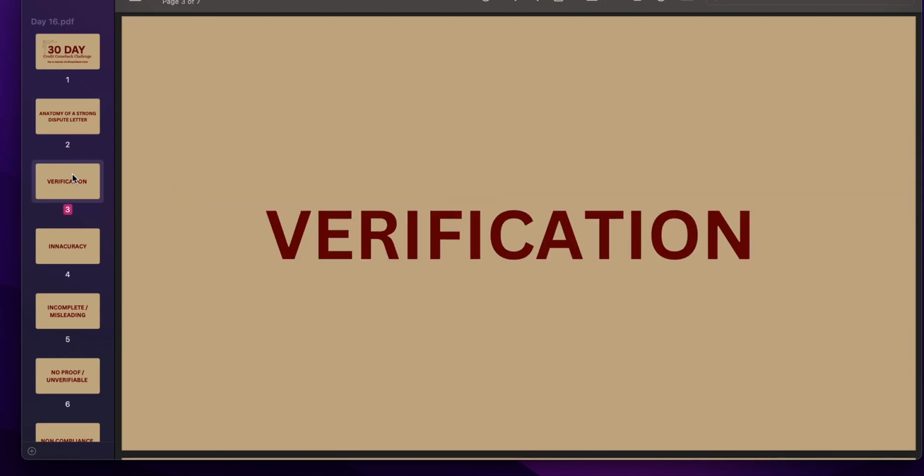So the first one is the verification argument. This one is the strongest position you can take. You're not asking them to fix something, you're asking them to prove it's accurate. For example, how that would sound: under 15 USC 1681i, I am requesting the method of verification used to confirm this information. If the data cannot be verified, it must be deleted immediately. So this forces them to provide documentation and not excuses.